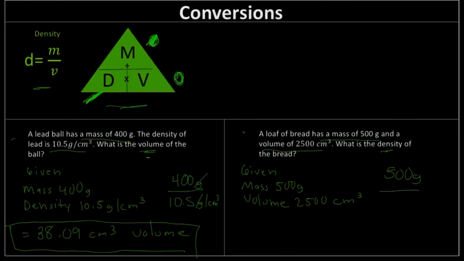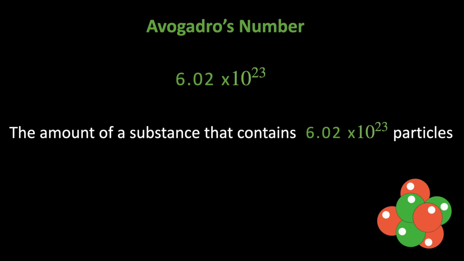The next problem says a loaf of bread has a mass of 500 grams and a volume of 2,500 cubic centimeters. What is the density of bread? So we're given our mass, 500 grams, and our volume, 2,500 cubic centimeters. So to find our density, we just divide our mass by our volume. And that is going to give us a total of 0.2. So be familiar with Avogadro's number, which is 6.02 times 10 to the 23rd power.